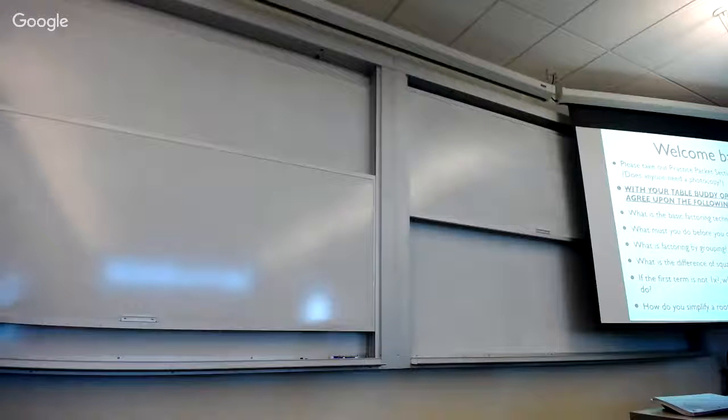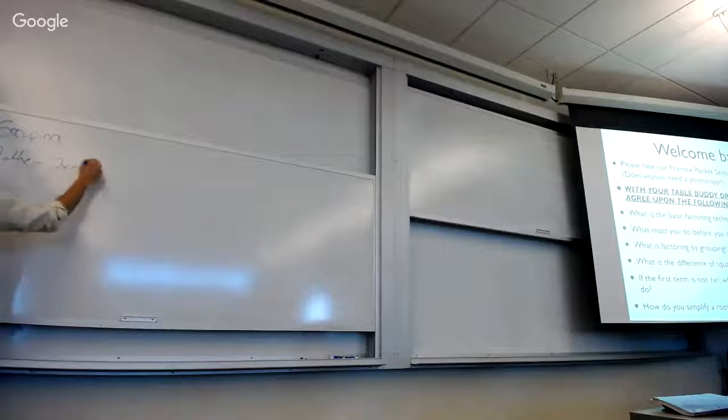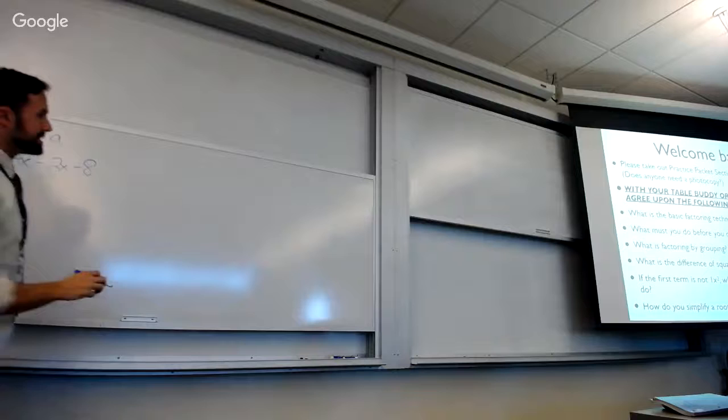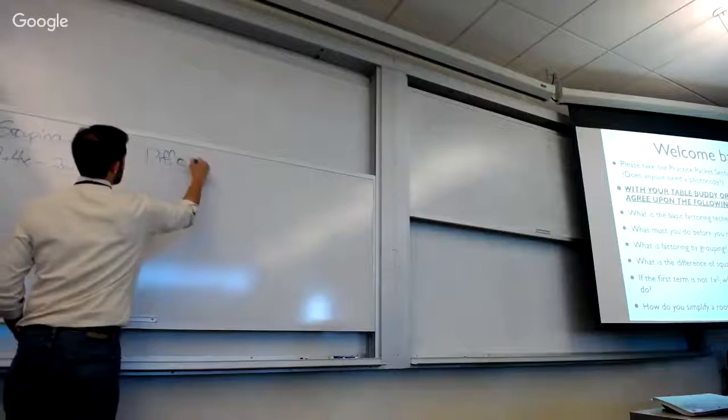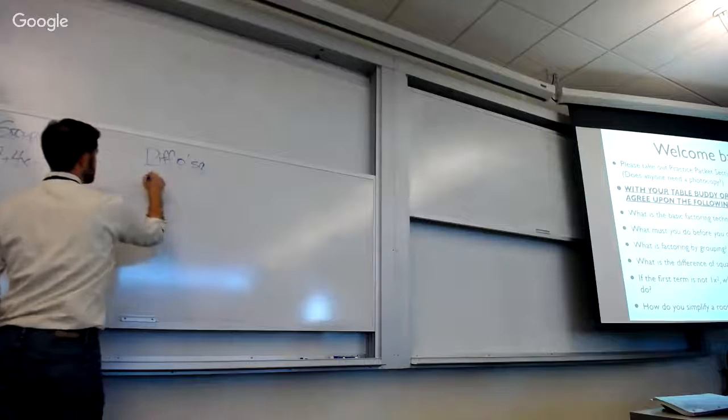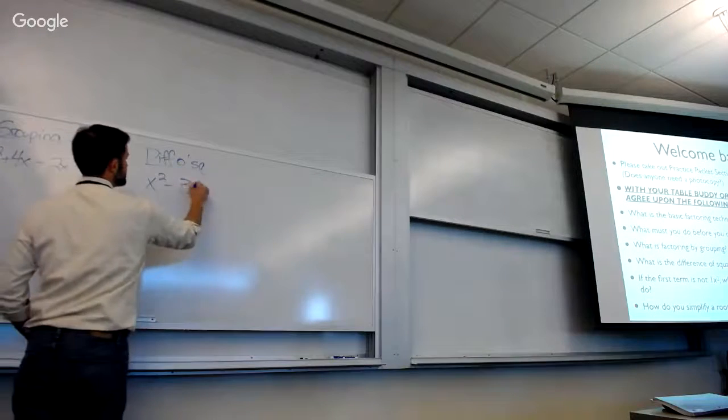and then it says, what is factoring by grouping? So here is a problem with factoring by grouping. So we'll say that one. And then what is the difference of squares? How does that work? Such as x squared minus 36.